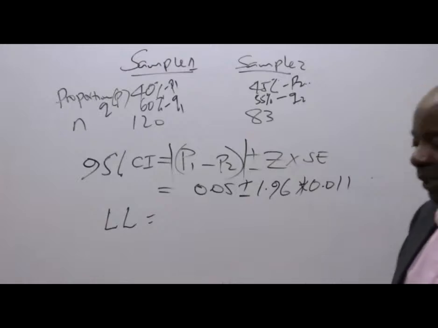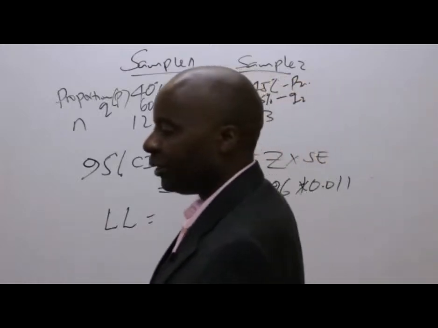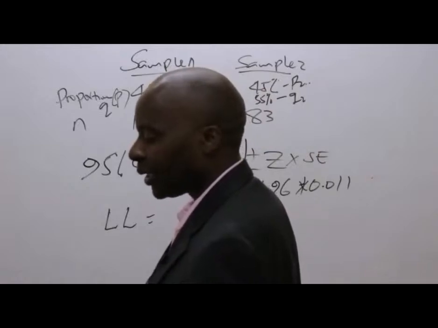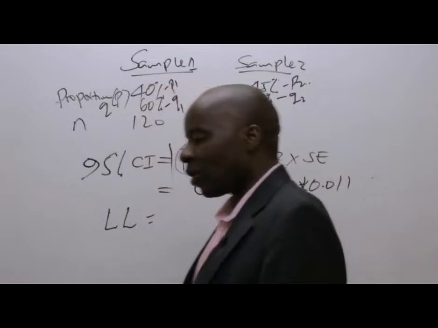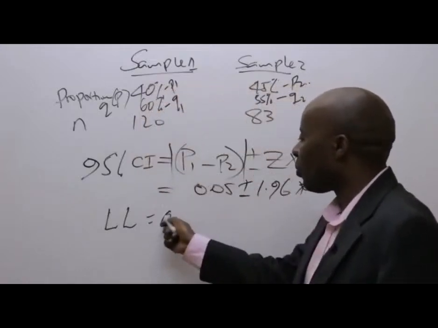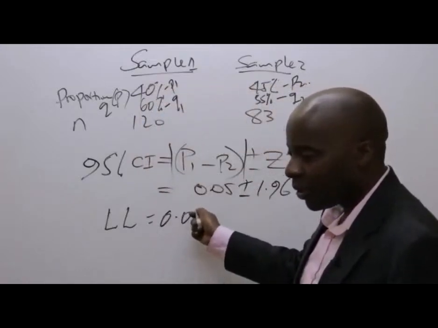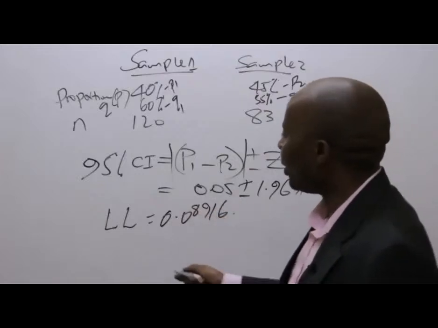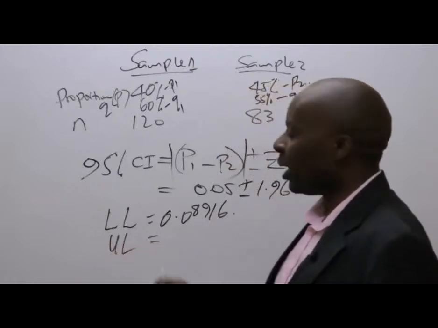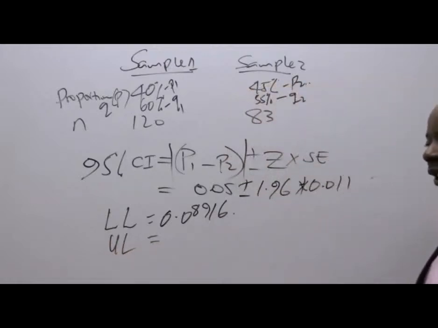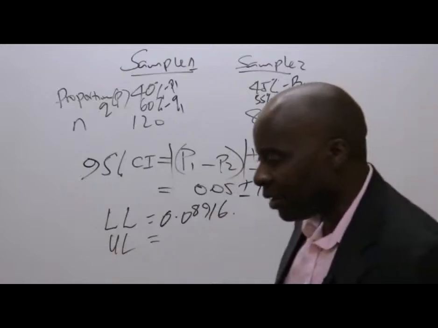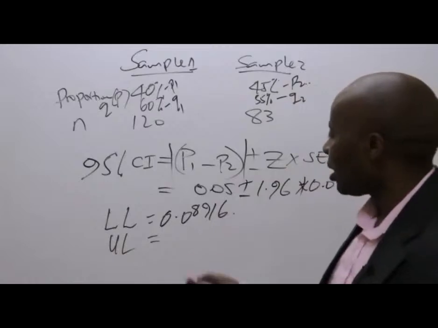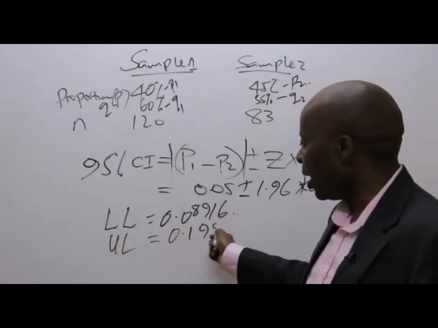So the lower limit, ladies and gentlemen, the lower limit at the end of the day will give us what figure for the lower limit. Lokai gives me a lower limit of 0.0896. How about the upper limit? Upper limit I'm being given, it is 0.199.